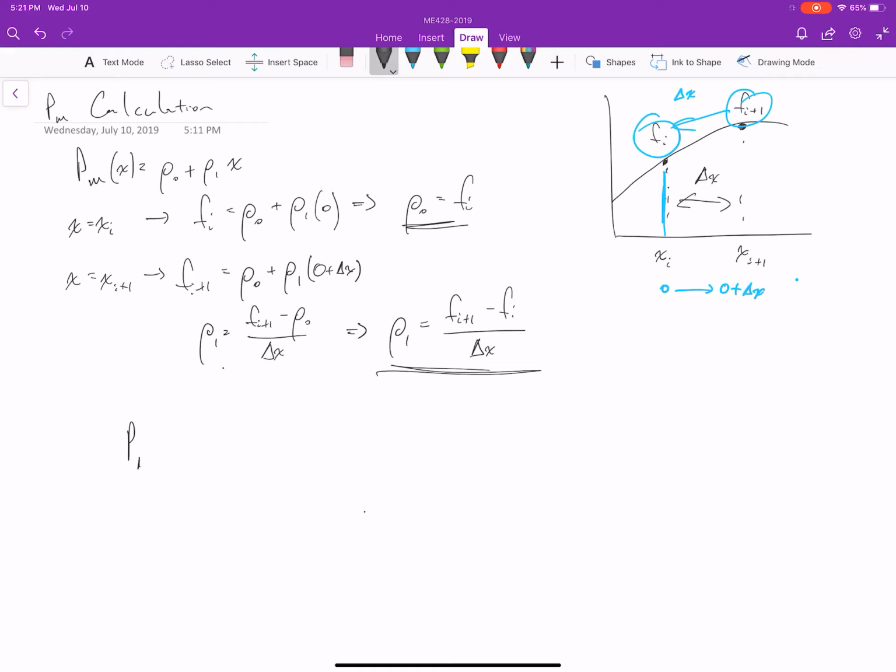So this will be our function P1 of xi. So P1 of xi is going to be equal to P0, which is fi, plus P1, which is fi plus 1 minus fi over delta x. And this is going to be multiplied by x minus xi, due to the fact that wherever we are along this, for example this location, is x minus xi.